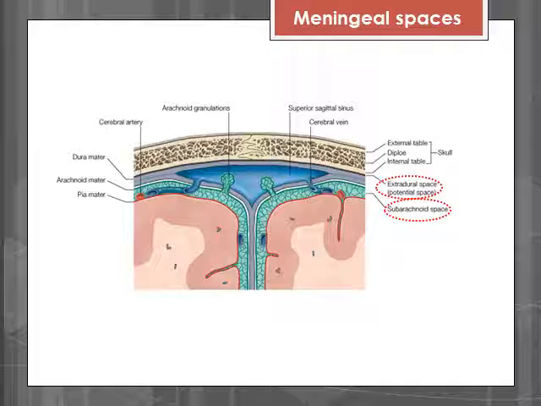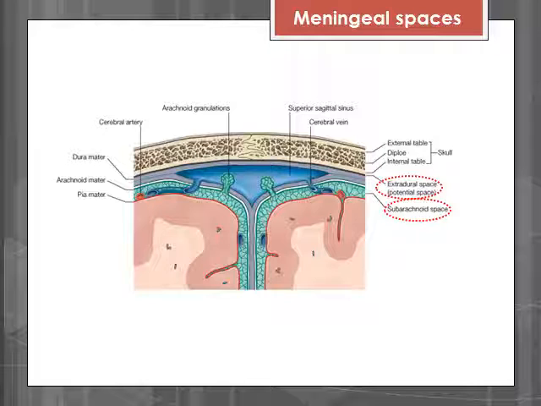Now, the subarachnoid space, as I said, is a real space, and it is the only normally occurring fluid-filled space that is associated with meninges. It is formed because the arachnoid mater does not follow the contour of the brain. However, the pia mater closely follows the grooves and fissures on the surface of the brain. So, a narrow space, which is the subarachnoid space, is created between the two membranes, between the arachnoid and pia mater.